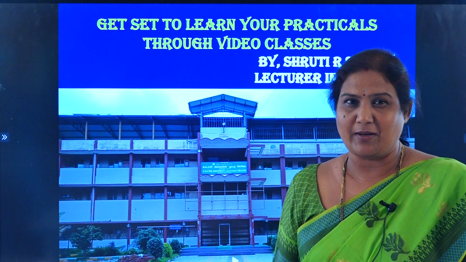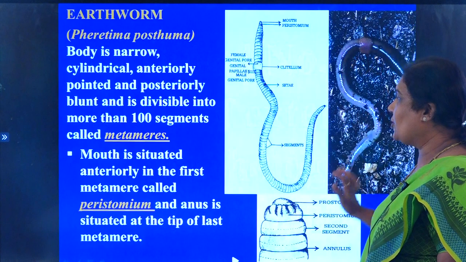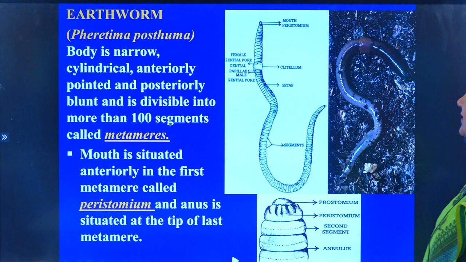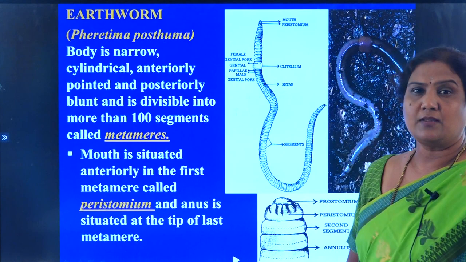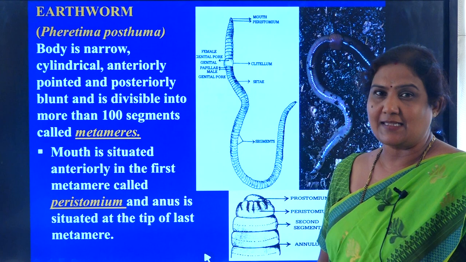Well, it's practical number 14, study of the external morphology of animals. The same you have learnt even in your theory classes; now in practicals you'll have the specimens and you'll look at them and learn in detail. See here, the first specimen that you are supposed to study is the earthworm. The zoological name given to the earthworm is Pheretima posthuma. Earthworm belongs to the phylum Annelida, class Oligochaeta.